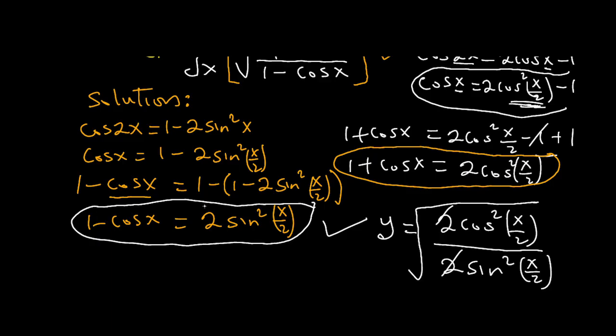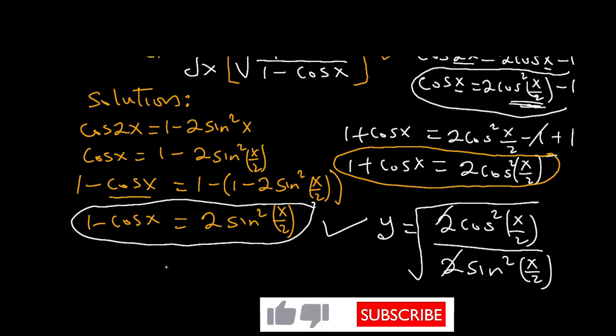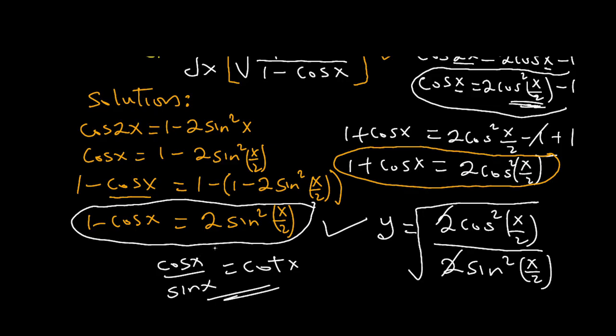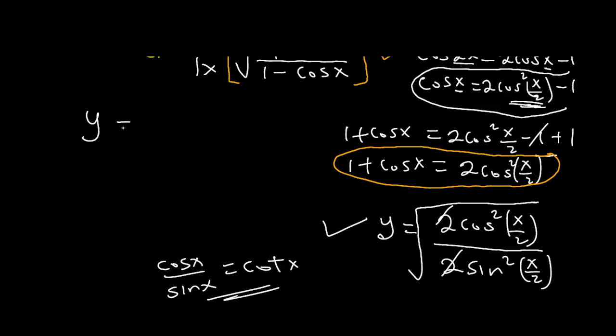And don't forget, you have cosine over sine, which is going to give you cot. What I mean by this is that cos x over sin x will give you cot x. We're going to use that. And don't forget your angle; your function is x over 2. So y is now equal to cot (x over 2). Actually it's going to give us cot squared (x over 2), but it's taking the square root, so it's going to give you this.